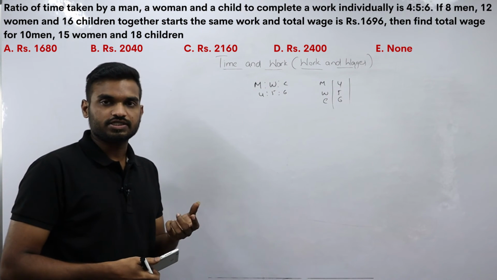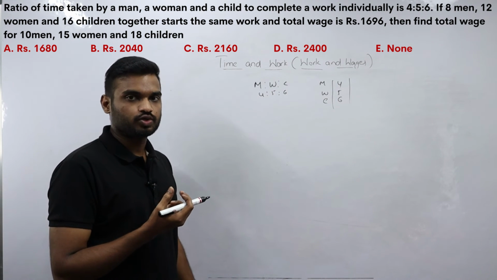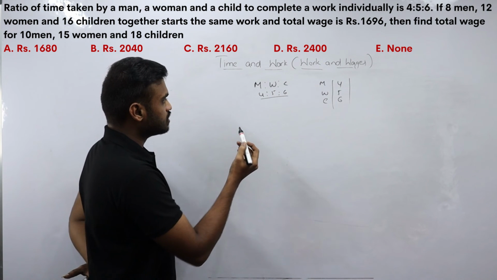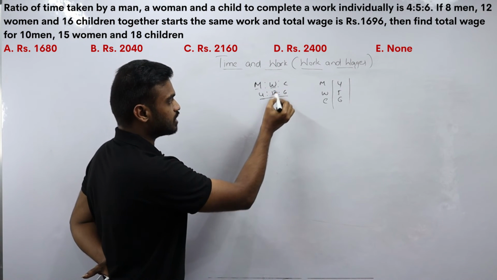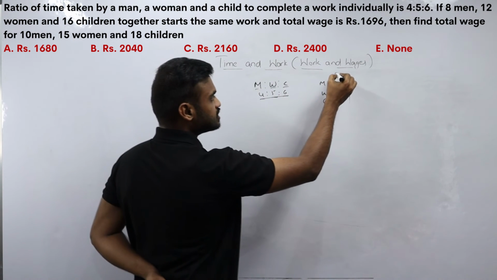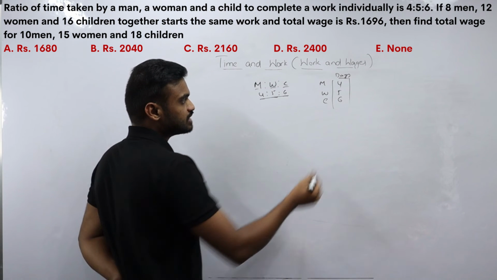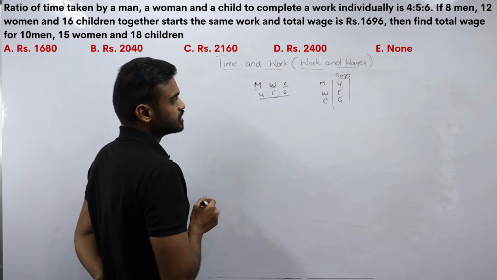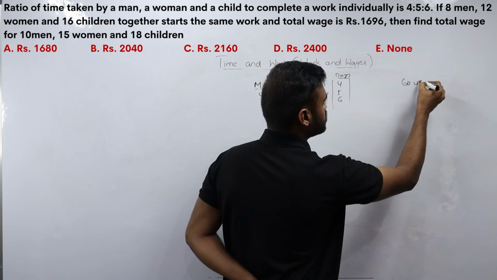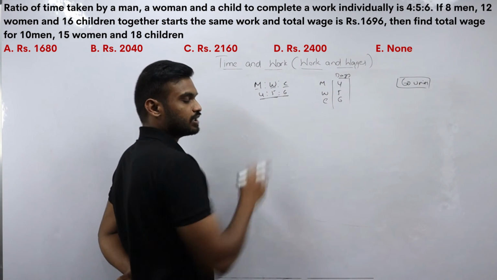To find efficiency, first I need to know the total amount of work to be done. To find that, I am using this total time taken ratio. Men can complete the work in 4 days, women in 5 days, and a child in 6 days. So I am taking the LCM of 4, 5 and 6 to find the total amount of work to be done. The LCM of 4, 5 and 6 is 60 units of work. So this is the total amount of work done by men, women and children.